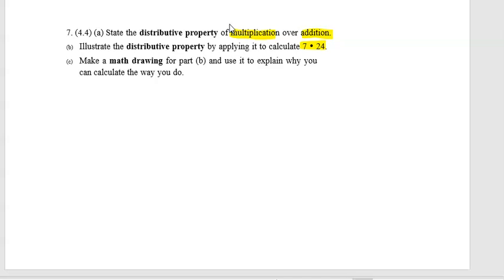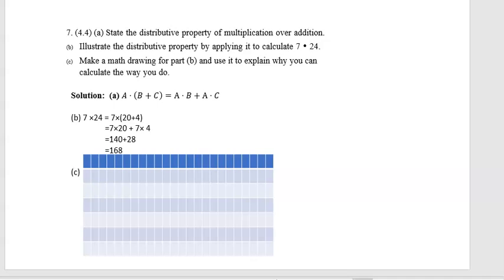Number 3, we want to make a math drawing for part B and use it to explain why we can calculate 7 times 24 by using the distributive property. So again, the distributive property can be easily demonstrated using a math drawing. All right, let's take a look at my solution here.